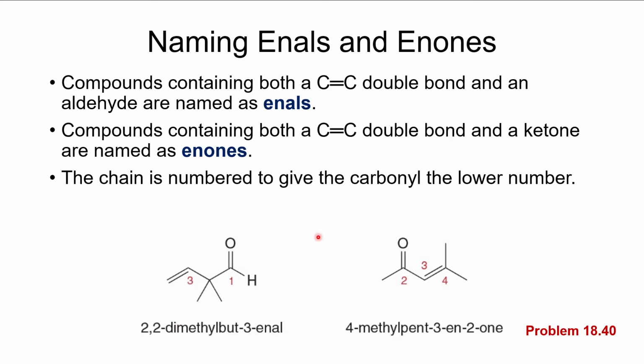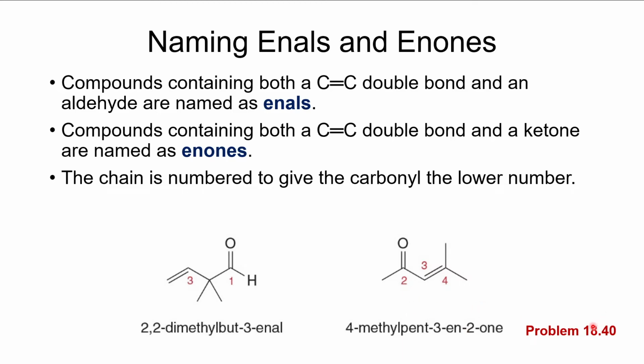For ketones, again, we want to number from the side that gives the carbonyl the lowest number. So 1, 2, 3, 4, 5. We've got a methyl at the 4 position. The ketone is at the 2 position. And then if we count the bonds, 1, 2, the third bond here is the carbon-carbon double bond, so we'll call it 3-ene. So this becomes 4-methylpent-3-en-2-one.